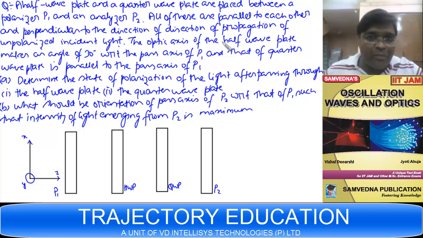So it says the optic axis of half wave plate makes an angle of 30 degree with the path axis of P1, and that of quarter wave plate is parallel to the path axis of P1. Right. So we have to determine the state of polarization of light after passing through half wave plate and quarter wave plate, and what should be the orientation of the path axis of P2 with respect to P1 such that the intensity of light emerging from P2 is maximum.